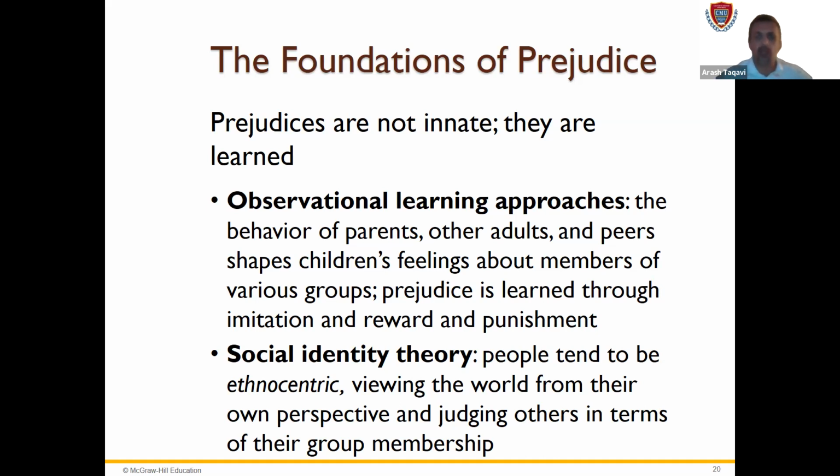Another approach to learning prejudice is social identity theory. People tend to be ethnocentric. Ethnocentric means concentrating on your ethnicity. People tend to be concentrated on their ethnicity, viewing the world from their own perspective and judging others in terms of their group membership.